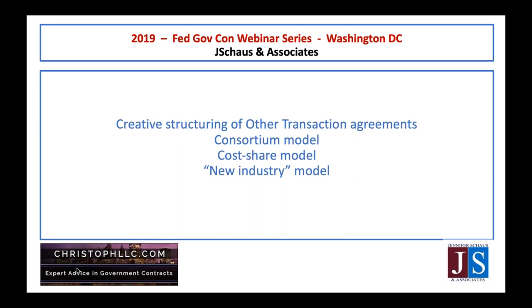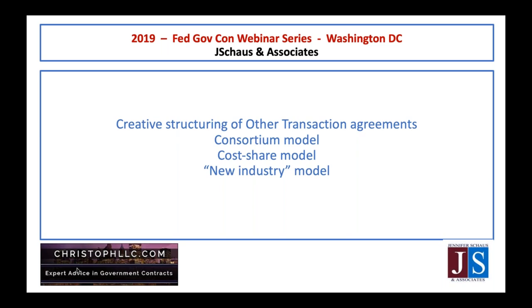Another creative structuring of other transactions would be the cost share model. In this model, the government determines that cost sharing is appropriate because there's such a business opportunity in the future that the company, you, the private contractor, would be willing to shift some of the burden, pay some of the costs, and the government would pay some of the costs. They would split it in some fashion because the idea is the government gets a benefit by creating or directing or manipulating a particular industry, such as the weapons industry. And then the contractor gets an advantage and is willing to pay some of the costs because they will get future business in this industry.